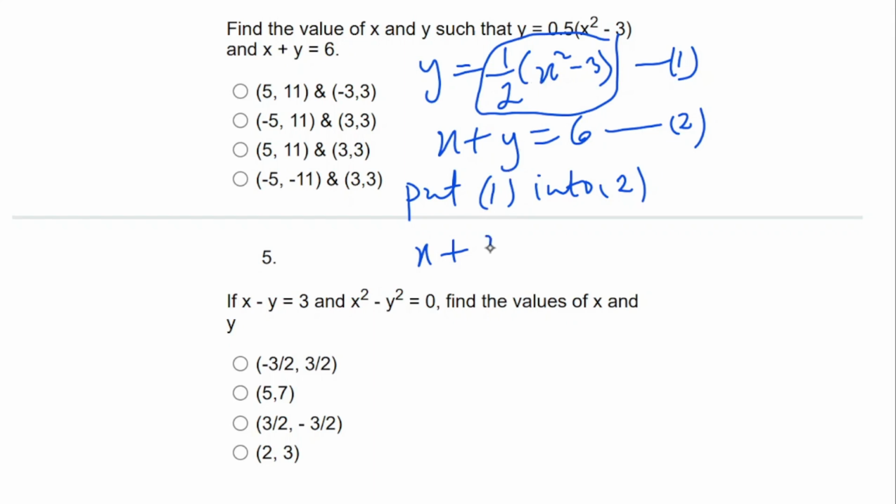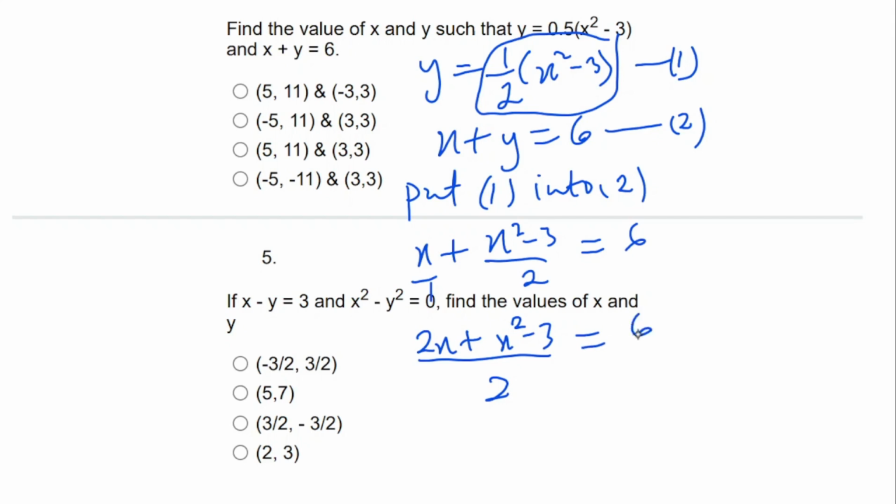The 1 here is (x squared minus 3) all over 2 equals 6. We can then solve further here. So we can make this one over 1. Find the LCM, which is 2. This will give us 2x plus x squared minus 3 equals 6. So we can cross multiply. We then have 2x plus x squared minus 3 equals 12. I hope I'm making sense.